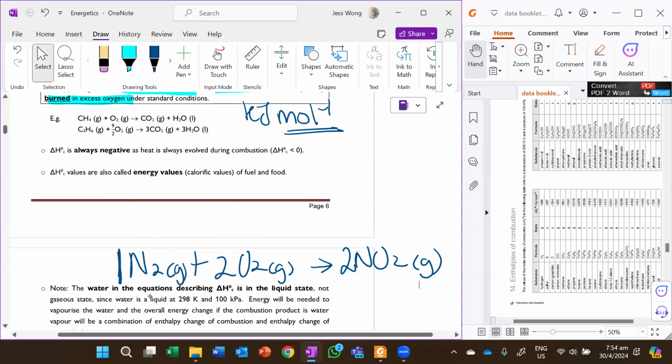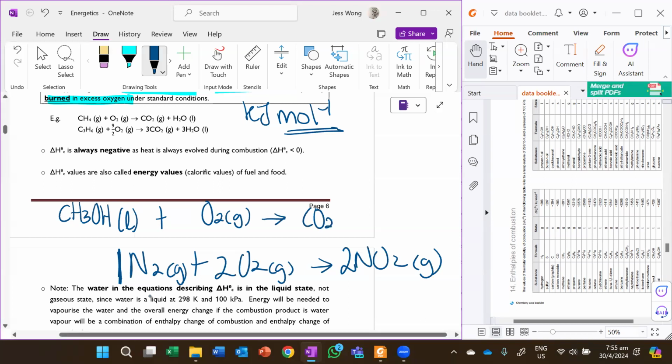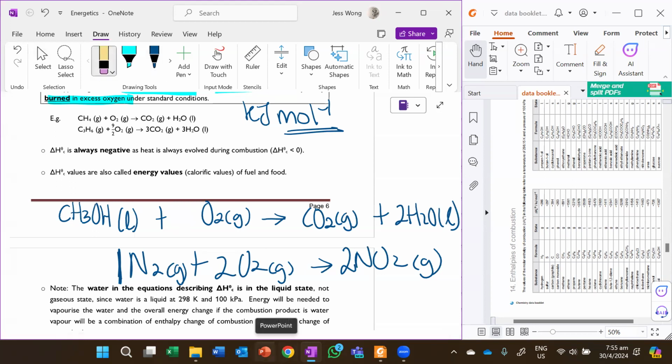We can also have combustion of compounds. So an example of a compound will be an alcohol, which is a liquid, being burned in excess oxygen. And under excess oxygen conditions, I will get carbon dioxide and water molecules. So if you balance the equation, sorry, it will be 3/2. Okay, so that's the standard enthalpy change of combustion of methanol. Okay, burn 1 mole in excess oxygen.